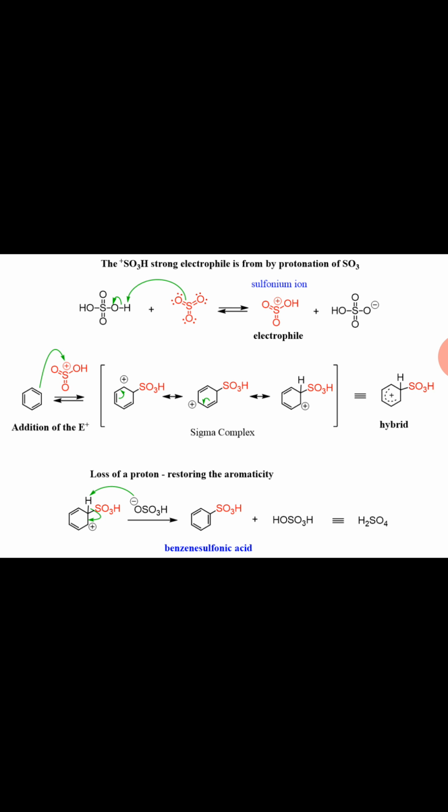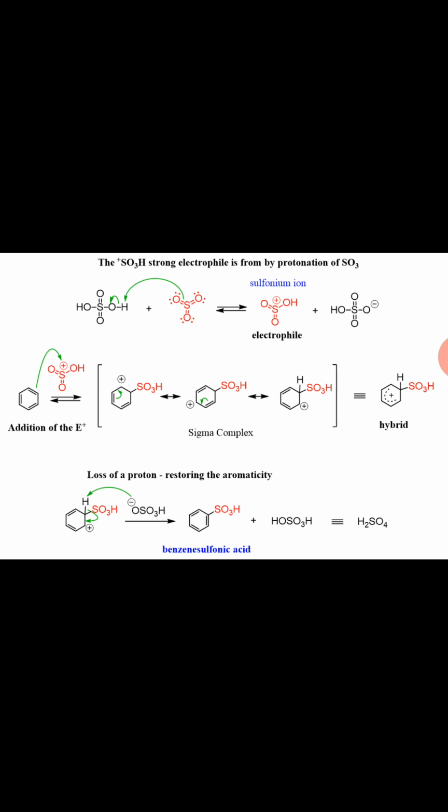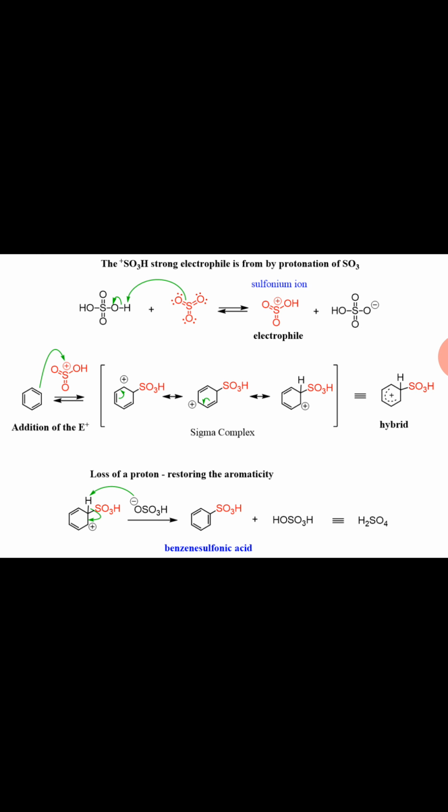So this was all about sulfonation, where in the first step there was generation of the electrophile, sulfur trioxide converted into an electrophile, the sulfonium ion. That sulfonium ion was attacked by the pi electrons of benzene, generating the sigma complex, which was summarized in the form of a hybrid. Then this hybrid was attacked by the HSO4 generated in the first step, to regenerate the catalyst, and the final product benzenesulfonic acid was prepared.